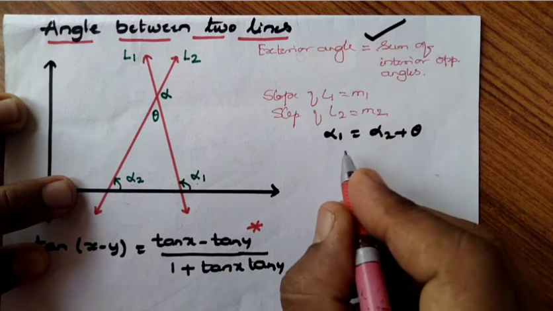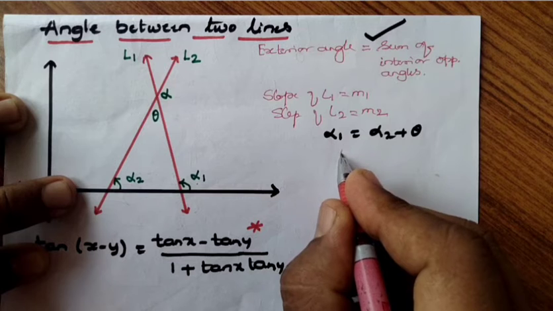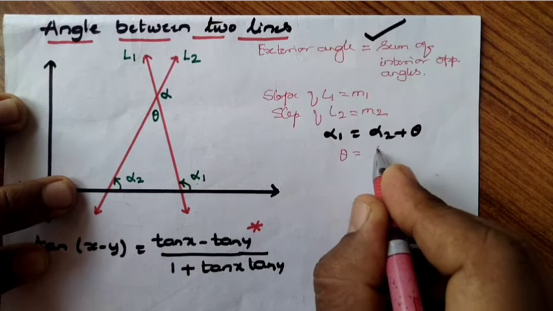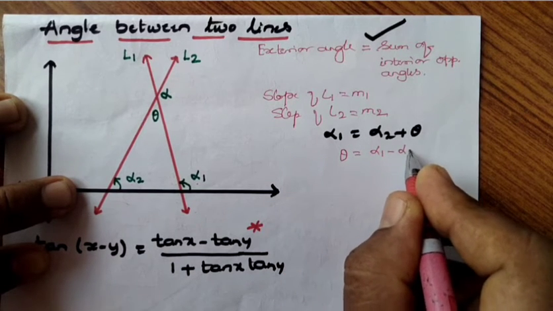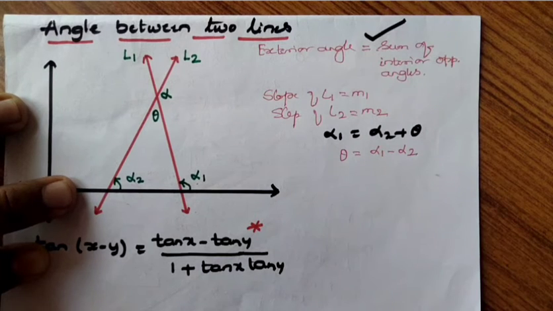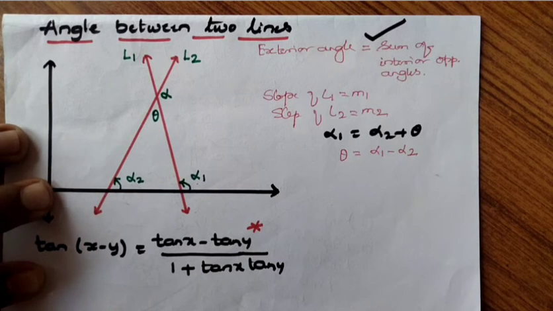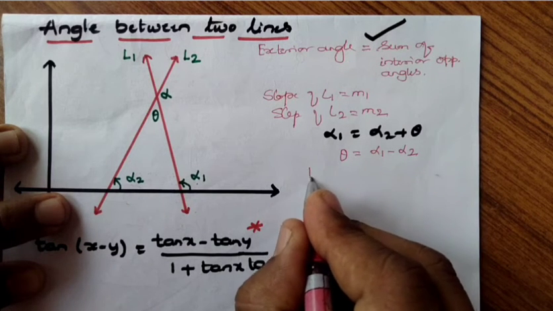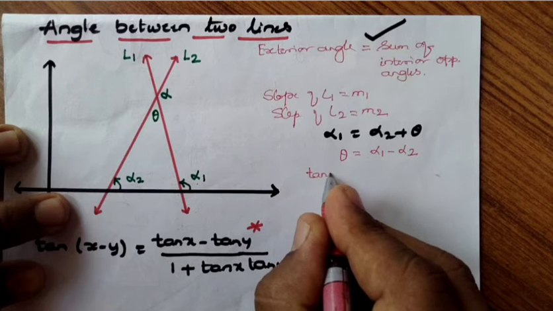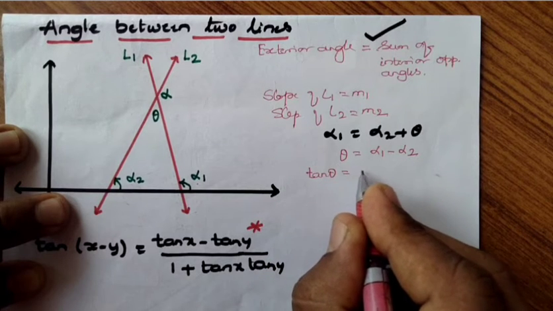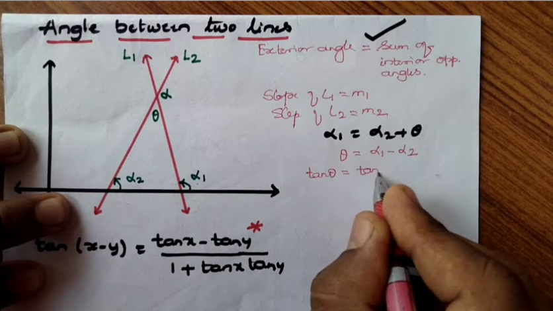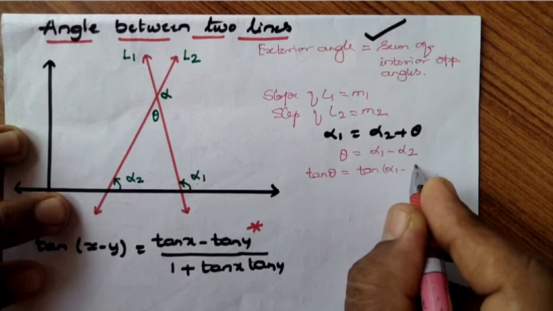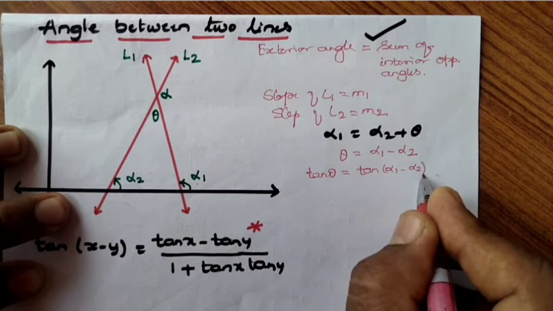So from this equation we calculated, that is theta equals alpha 1 minus alpha 2. Yes or no? Theta equals alpha 1 minus alpha 2. Next, I am going to apply the tan function on both sides. That is tan theta equals tan of alpha 1 minus alpha 2.